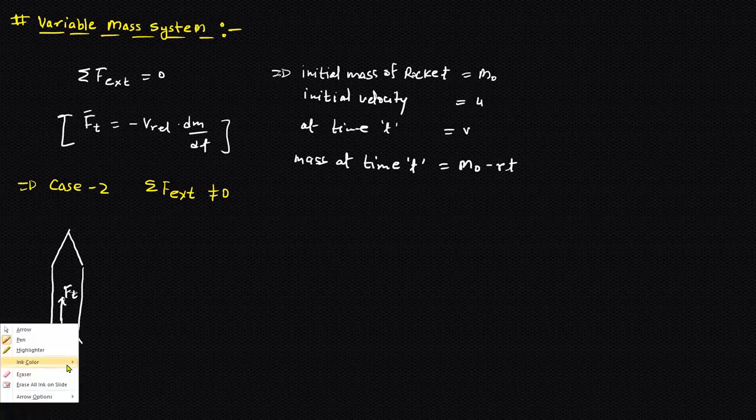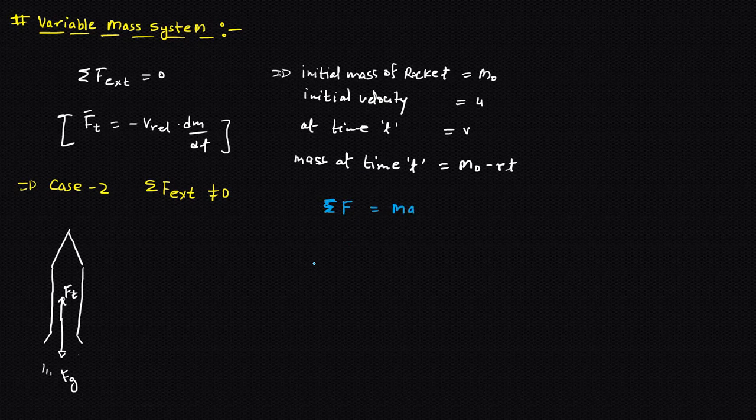Okay, now we can form the equation. From Newton's law, the total force on the body is equal to mass into acceleration. Here there are two forces acting on this body. One is the thrust force, which we know is minus V relative into dm by dt, and another force is mg, which acts in the downward direction. That's why we take minus mg equals minus m into a, and a can be written as dv by dt.